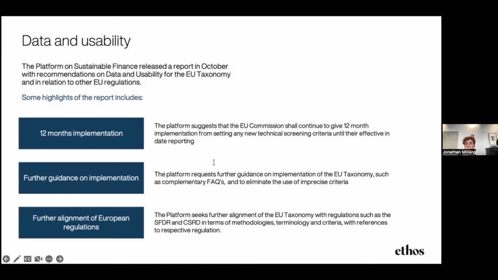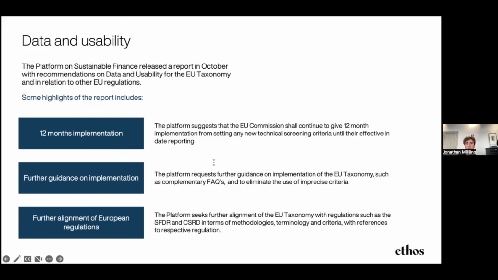The platform also requests further guidance on the implementation of the taxonomy. There have been a few FAQs out there, but they want more guidance in terms of FAQs, and also to eliminate the use of imprecise criteria. By that, they mean that sometimes the taxonomy refers to criteria such as substantially reduce or best available solution, which have to be defined in order to implement the taxonomy equally for everyone.